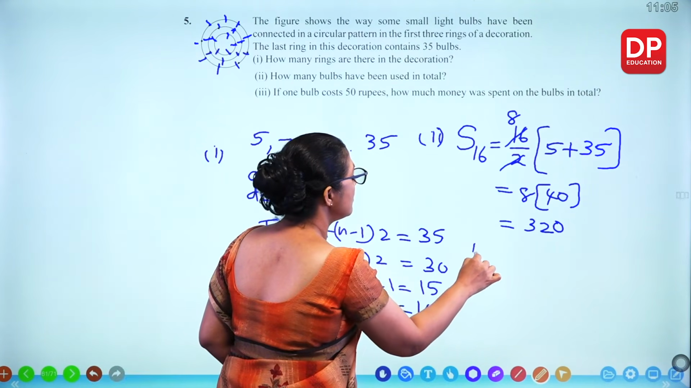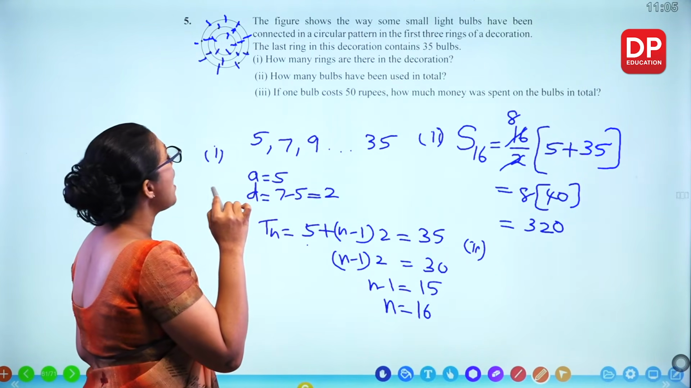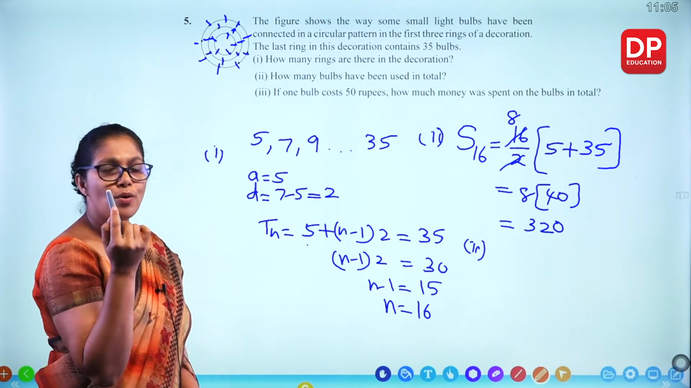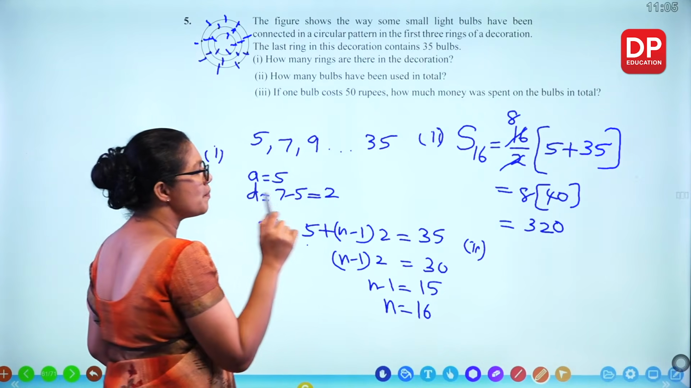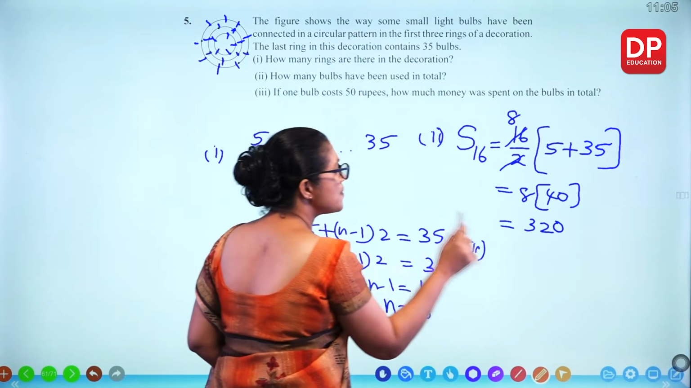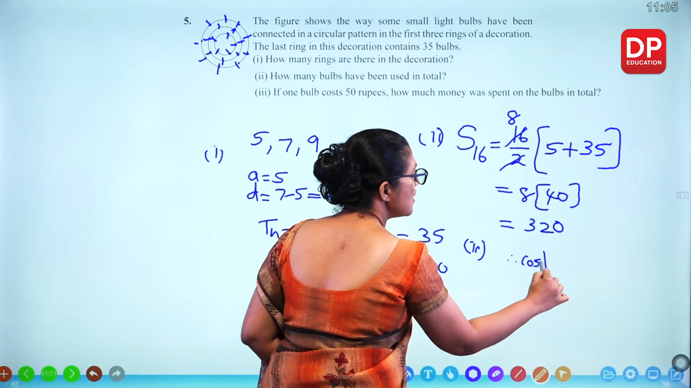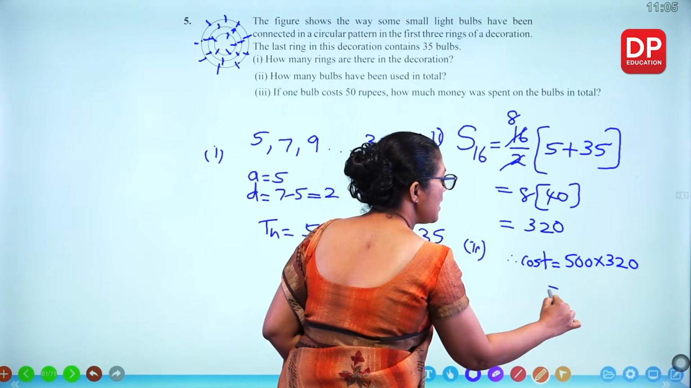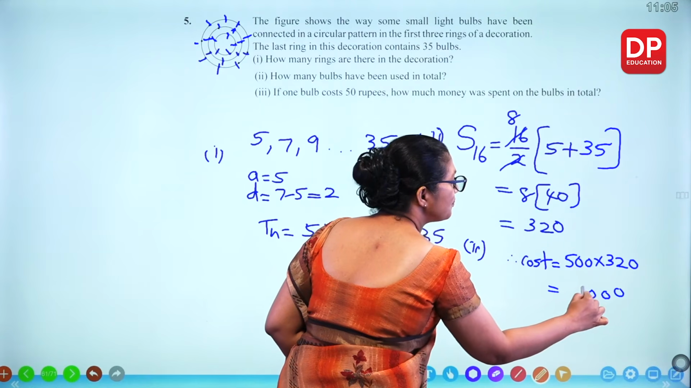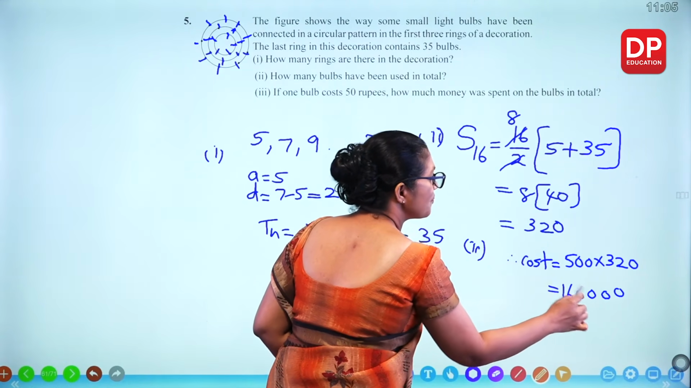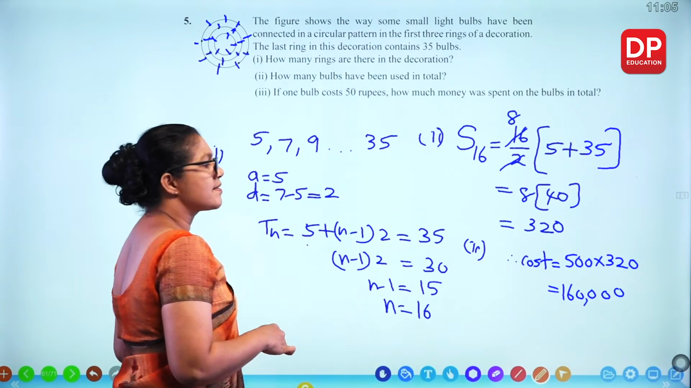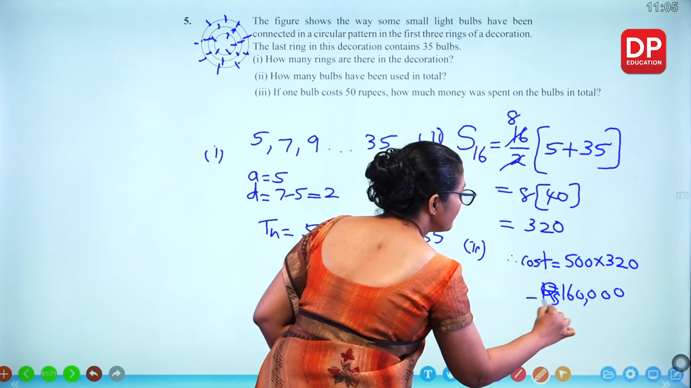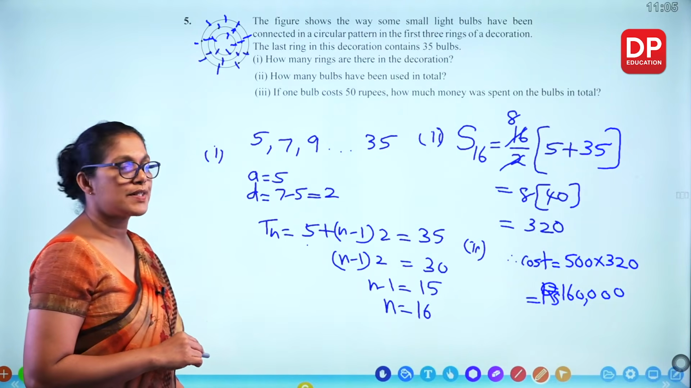Third one, if one bulb cost 50 rupees, how much money was spent on the bulbs in total? So one bulb is 50 rupees, there are 320 bulbs. So therefore the cost is 50 into 320. You get 16,000 rupees for the cost of all bulbs.